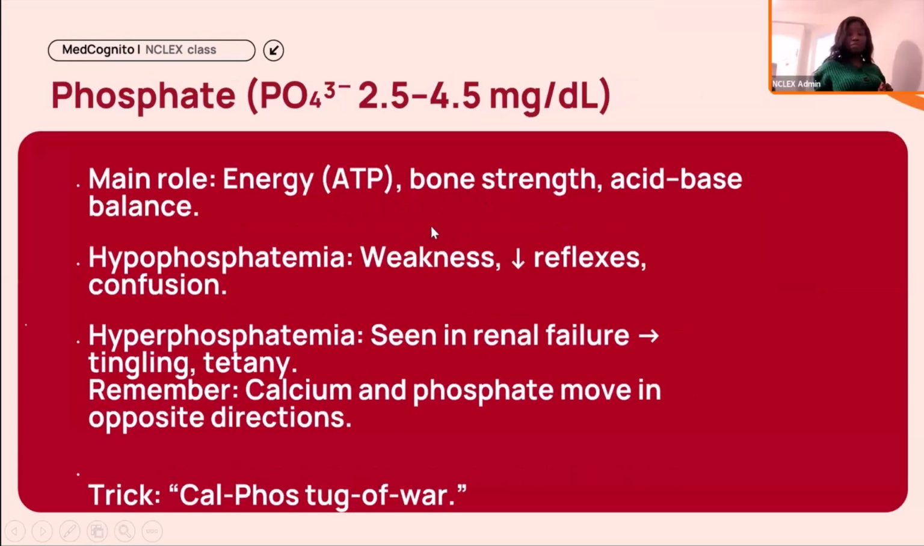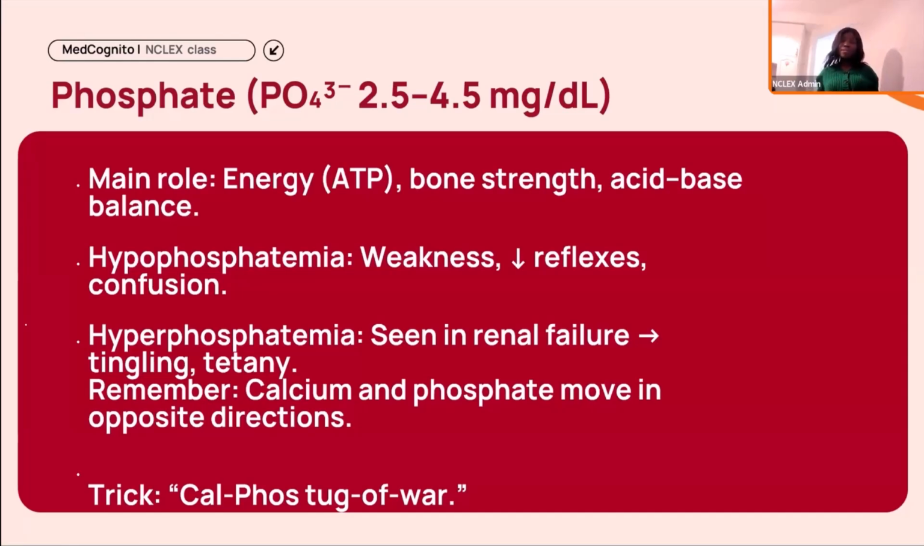Remember. Let's look at phosphate. So phosphate is more of energy. So phosphate gives energy and is helpful with bone strength and then acid-base balance. So if a client has low phosphate, the client will be weak. There'll be low reflexes. Clients will be confused. Okay. And if there's high phosphate, we usually will see that in renal failure when the phosphate is retained. Clients will have tingling and then signs of tetany.